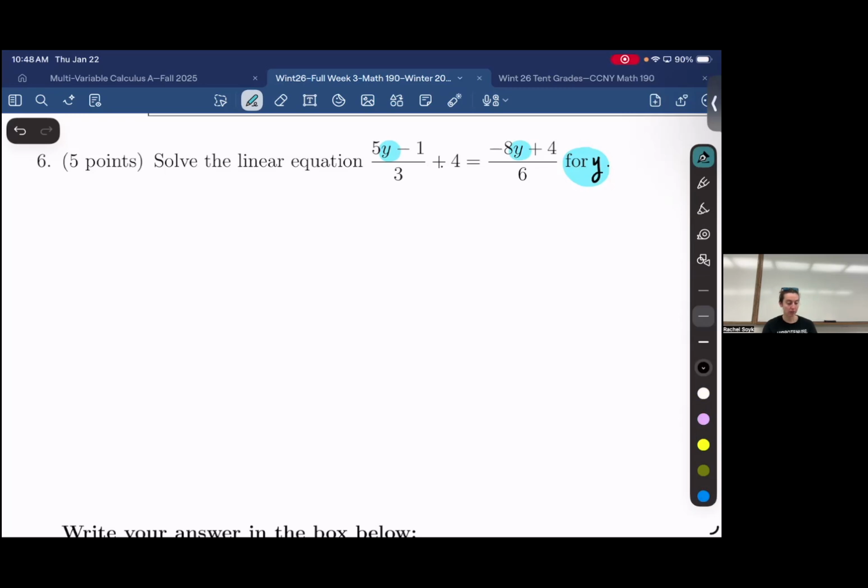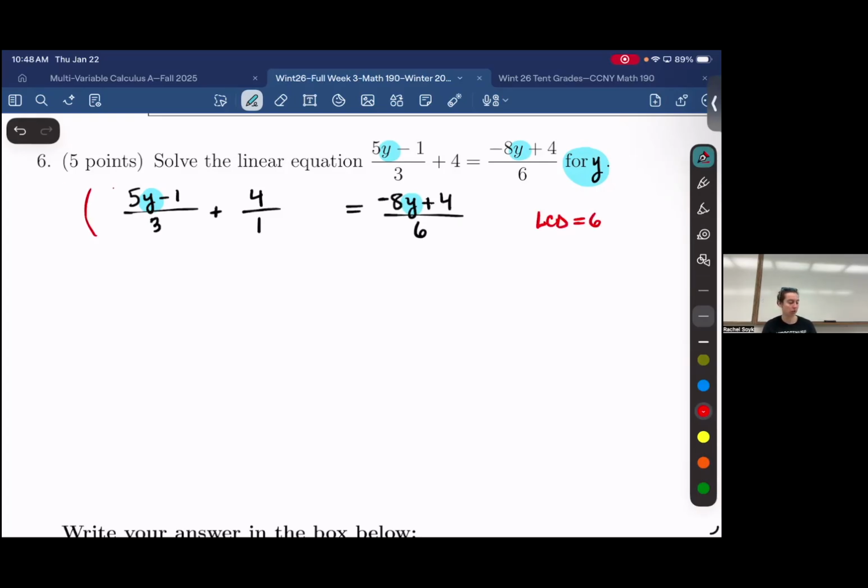First, I noticed this plus 4. So let me rewrite the whole problem. And that plus 4 is the same as plus 4 over 1. We're going to have to get a least common denominator there in a moment. What do you think our LCD is going to be for our fractions if we have 1, 3, and 6? 6. Yeah.